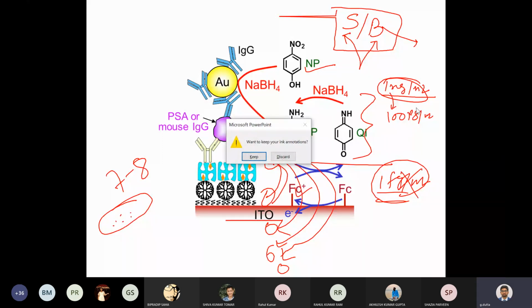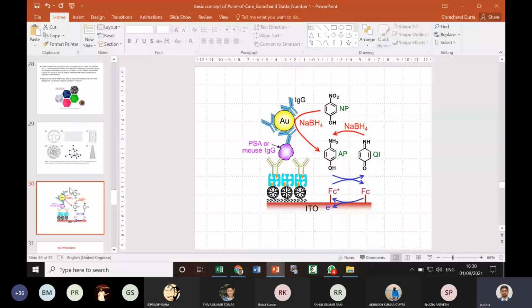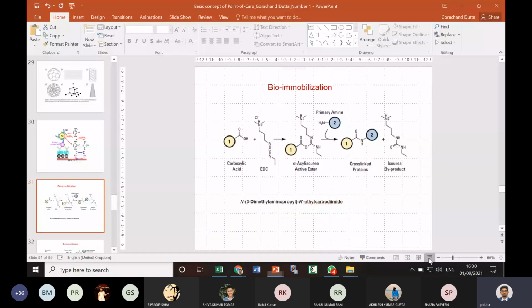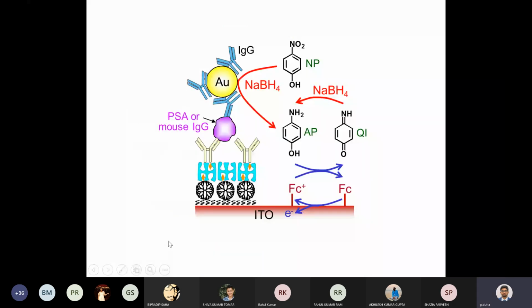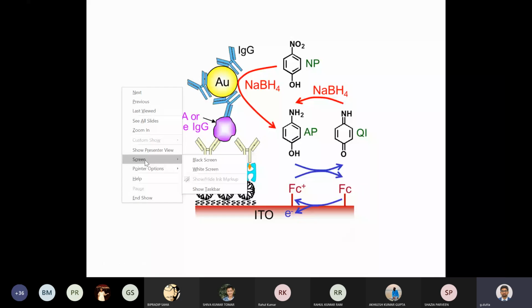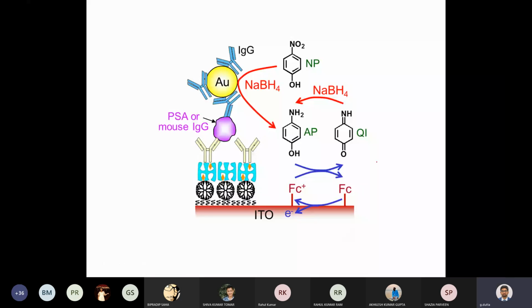Okay, let's come to the next part. Now, bioimmobilization. As I told you, here I immobilize the primary antibody on the sensor surface. This is the immobilization step, and that step I am now going to teach you: how we will immobilize the primary antibody.